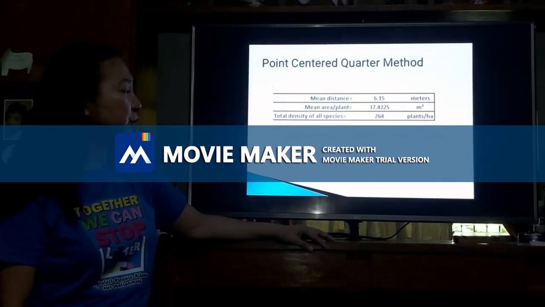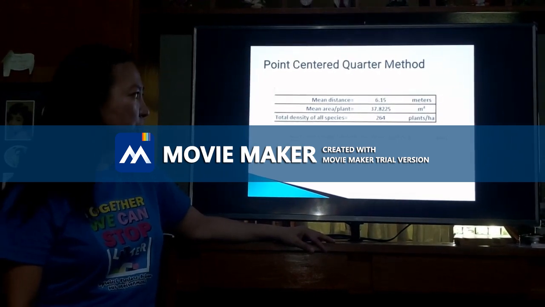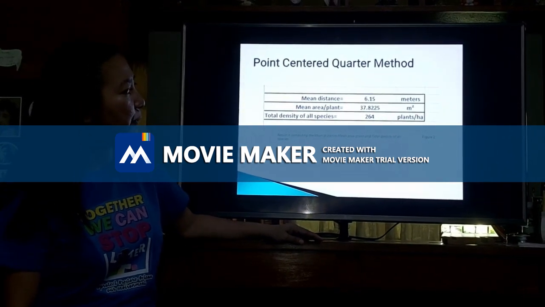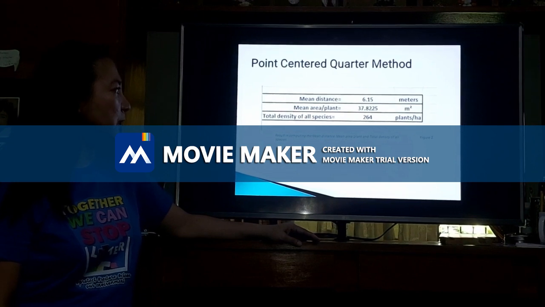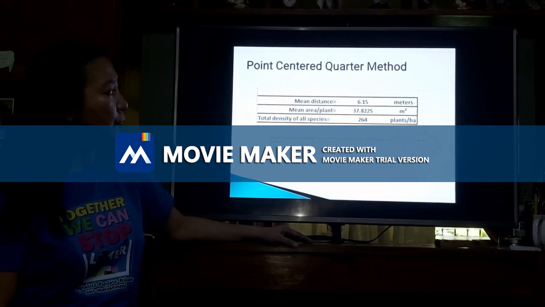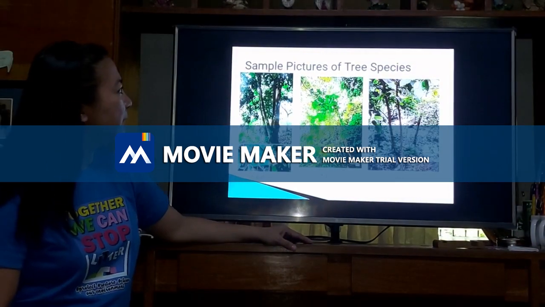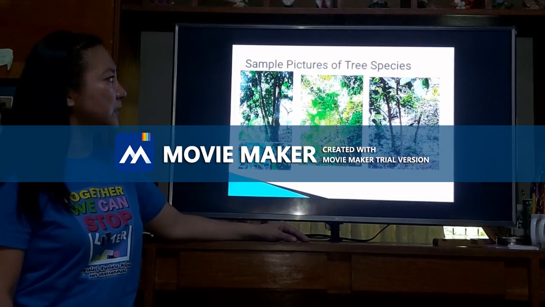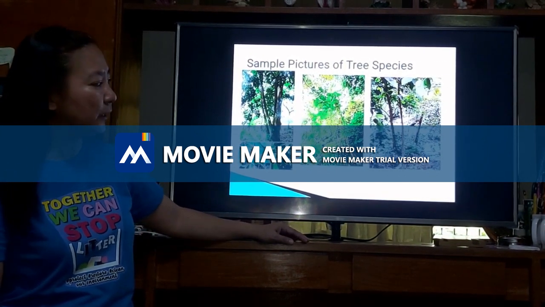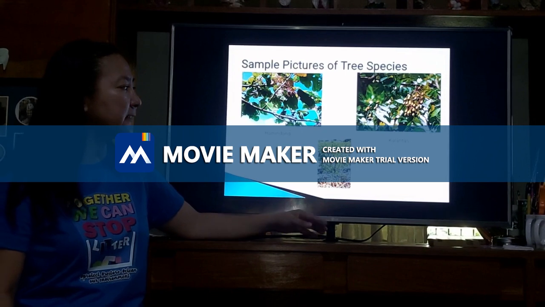For the average or mean distance, we computed 6.15 meters, and for the mean area per plant, the result is 37.82 square meters, and for the total density of all species, the result is 264 plants per hectare. These are the sample pictures of the 3 species that we have collected. We have balobo, balukanag, hagimit, hamindang, kalantas, and sanglay.